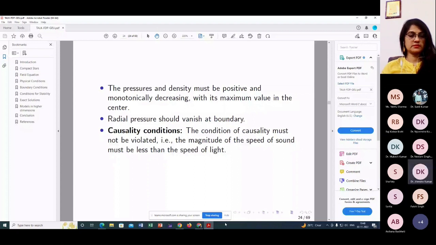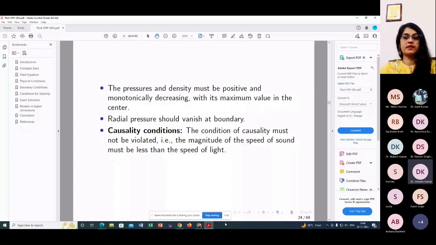But again, some researchers say that this must also be 0, and some researchers get the tangential pressure also 0, but most of the time it comes out non-zero. And one more, we have the causality condition, which says that the magnitude of the speed of sound must be less than the speed of light.